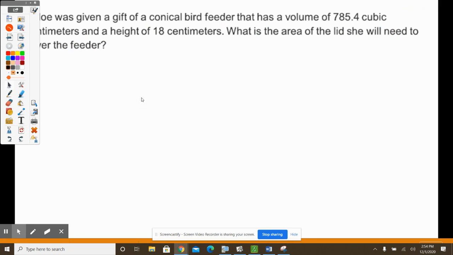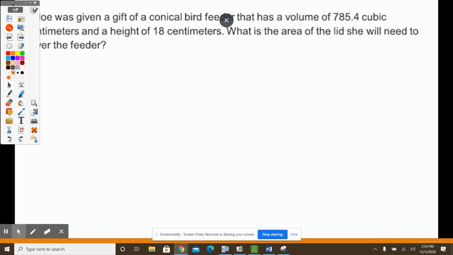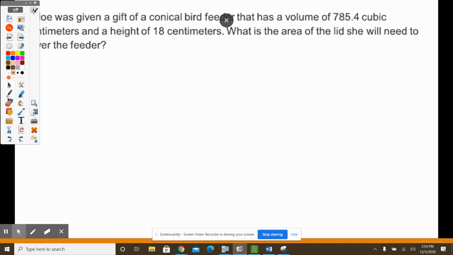I wonder if we're done. Is that it? Oh, looks like we got a couple more. 2 more. Okay. Chloe was given a gift certificate, and it has a conical bird feeder, so it's like a cone. That's the volume, and here's the height. What is the area of the lid? Well, the area of the lid is the same thing as finding the big B. So that's the same thing as big B.